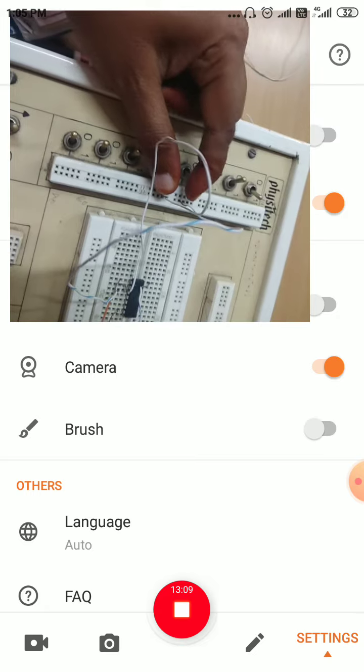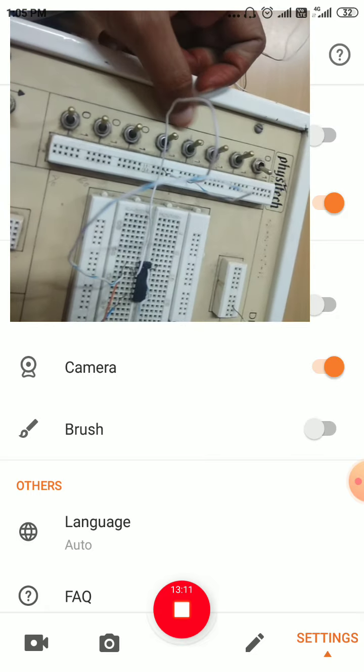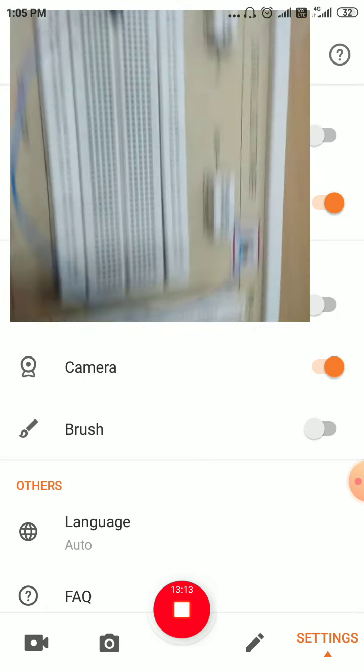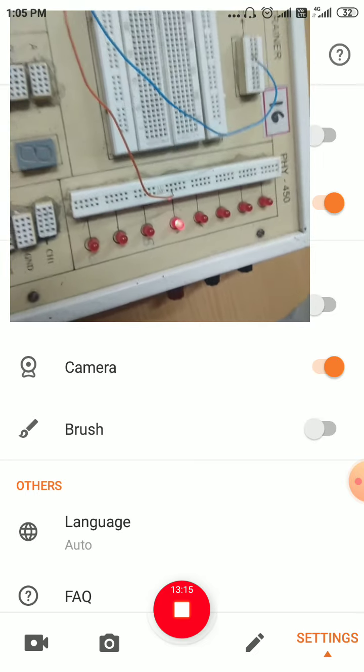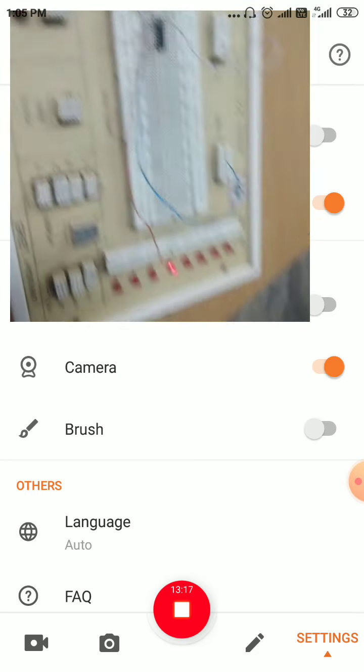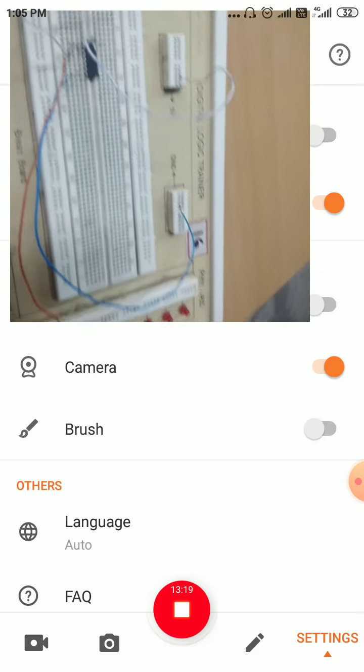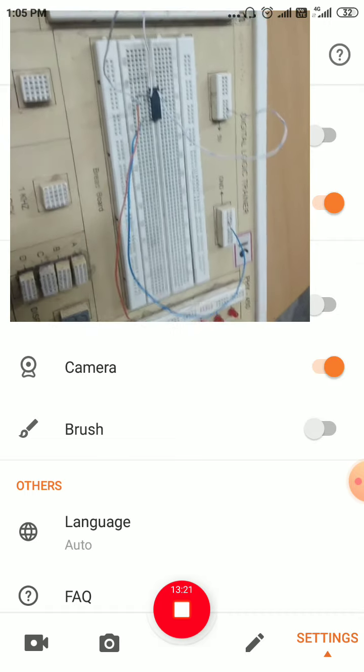Only when both switches are in the low 0 0 position, the output is high. This is the verification of the NOR gate. Thank you, students.